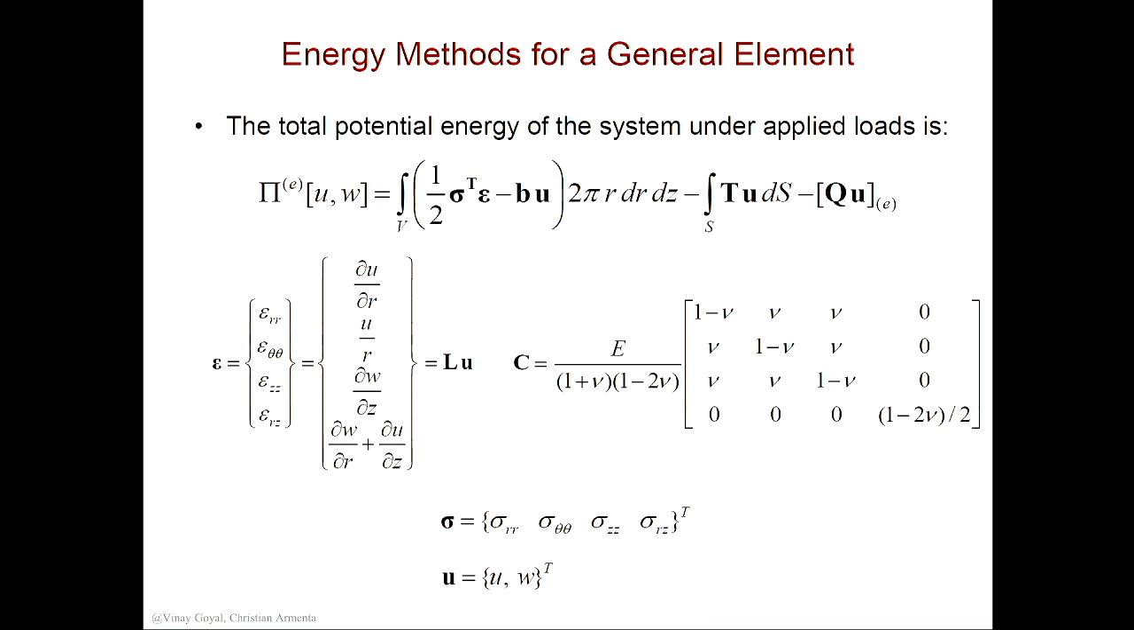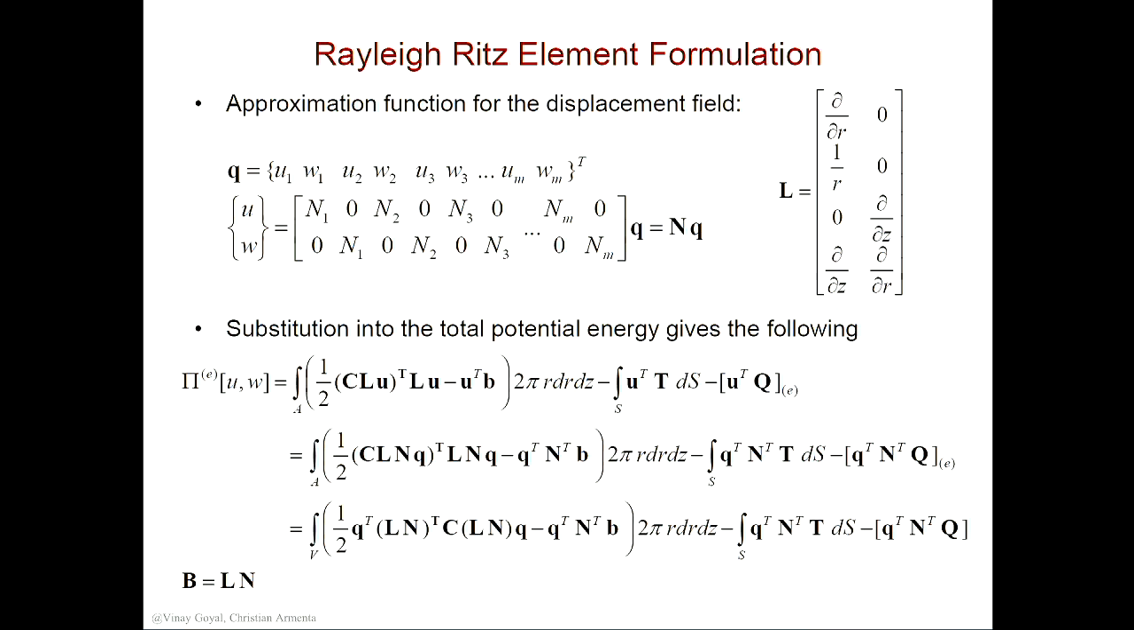So I am ready now to look at the approximation function. We're going to be using Rayleigh-Ritz. The approximation function is going to have, in this case, two unknowns. These are the unknowns I'm interested in, U and W. Once I know those unknowns, I know the strains. Once I know the strains, I know the stresses, right?